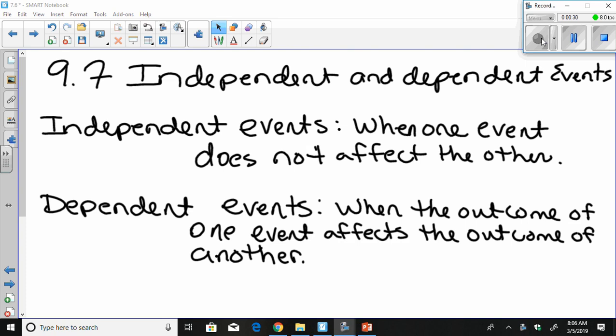Whereas a dependent event is when the outcome of one event affects the outcome of another. So in other words, if you had 10 marbles, say they're all different colors, every single one's a different color, you would take one marble out. Well, the probability of getting that one marble is 1 out of 10. But say I don't put that marble back. I keep that marble and I put it in my pocket.